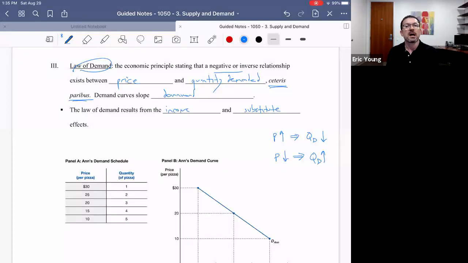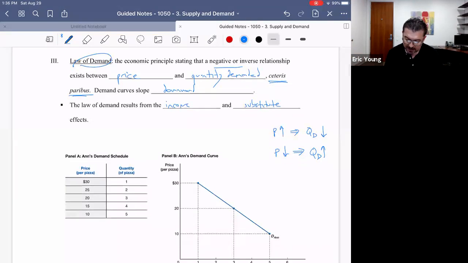You're going to desire more of an item when it's relatively less expensive. So again, when the price of one item goes up, the QD, the quantity demanded of that item, goes down as you favor relatively less expensive substitute goods, okay? So that's our law of demand.